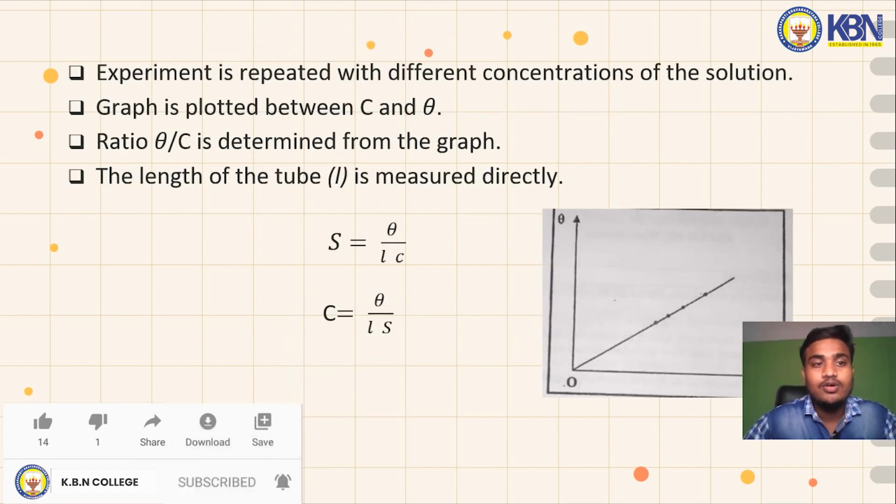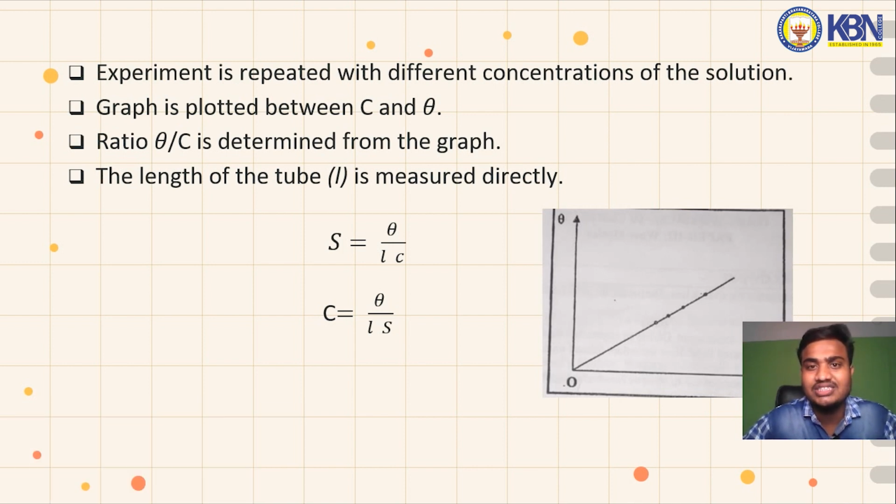Now, this experiment is repeated for different concentrations of the solutions. By changing the concentration of the solutions, a graph is plotted between the concentration of the solution on the x-axis and the angle of rotation on the y-axis. It will be a straight line passing through the origin. The ratio of theta by C is determined from the graph. The length of the tube is measured directly. So by substituting the values of theta, the angle of rotation, the length of the tube and the concentration, we will be able to find the specific rotation.